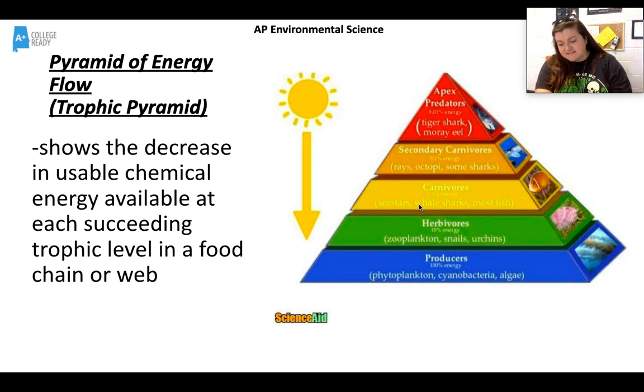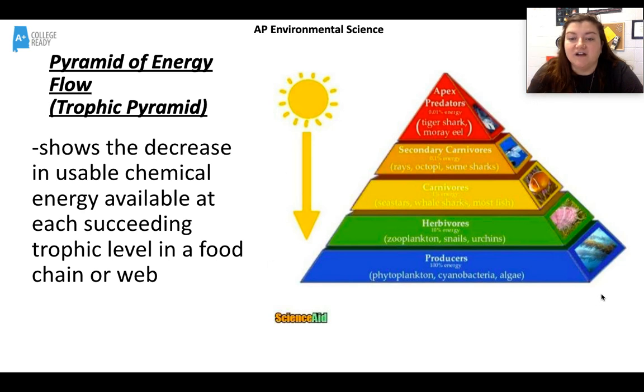And then finally, the last thing we're really going to be talking about is the trophic pyramid, and we're going to really dive into this a little bit more with tomorrow's notes. And we've kind of been hinting at this the whole time, right? That the usable chemical energy is going to go down through each trophic level in a food chain or a food web.